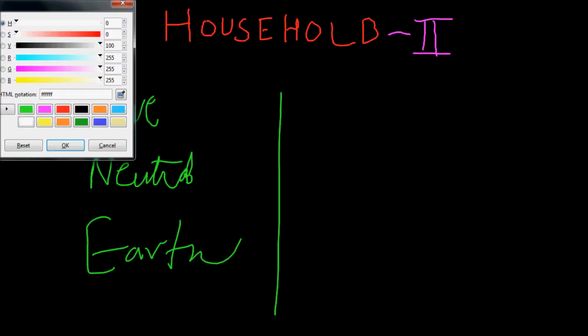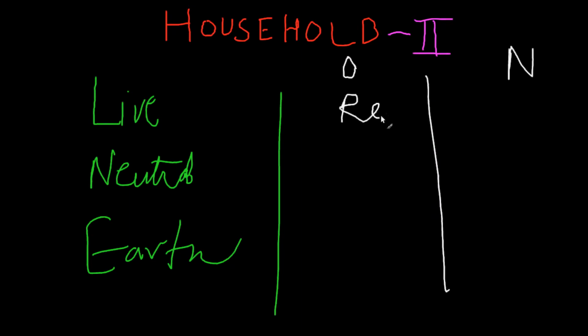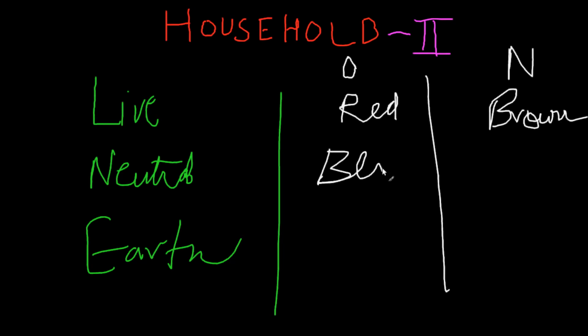Please understand that the old convention, that's the O, and the new convention, that's the N. So the O is for a live wire. It used to be red. I don't know why. And the new color is brown. Right? Neutral, old color black, and new color light blue.